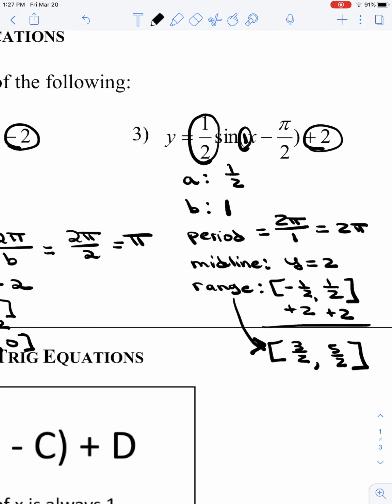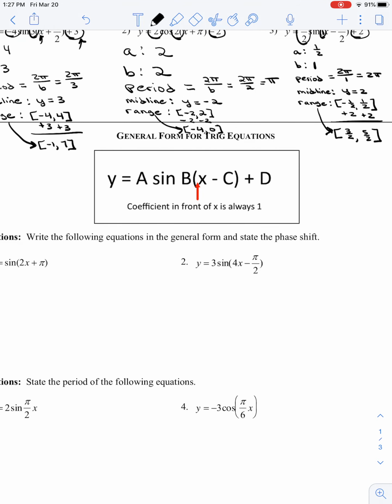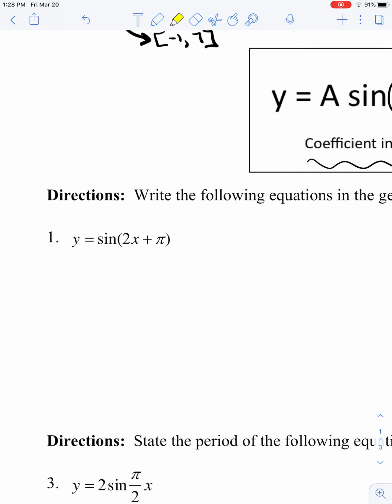Okay, so now we're going to talk about writing the equations of trig functions in general form. So what that means is that if you're looking at your function, the coefficient in front of the x always needs to be a 1. So you can see here the b value, the frequency value, if it wasn't originally a 1, needs to be factored out. So if I looked at equation number 1, I can see that the coefficient of the x is not a 1. So because the coefficient of the x is not a 1, that means I need to factor out that value in front of the x. So I need to factor out that 2.